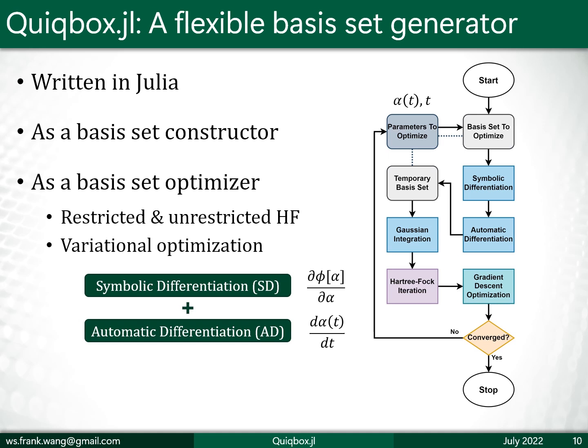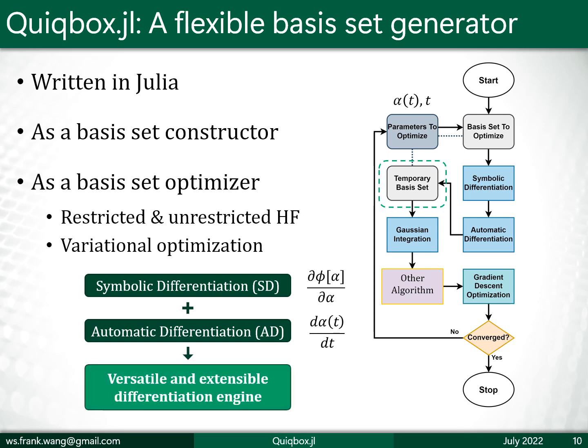Specifically, instead of directly calculating the gradient with respect to the parameters, since symbolic differentiation is utilized, a temporary basis set is able to be constructed. And then the gradient with respect to the parameters of a certain functional can be calculated. So in the future, instead of the Hartree-Fock functional, we can replace it with other algorithms. To sum up, the hybrid differentiation technique provides a versatile and extensible differentiation engine for the variational optimization of basis sets in Quiqbox.